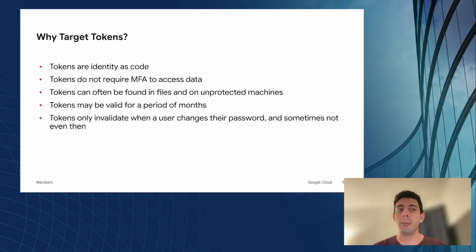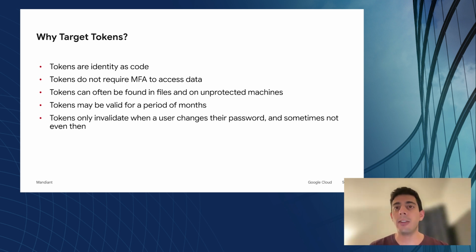And oftentimes tokens are going to be found on disk on these machines, right? These applications, whether it's a web browser or a thick client application, need to store those tokens somewhere, because every time a user tries to access a cloud resource, they don't need to present their username and password every time. That's because these tokens are stored on disk and they have some amount of validity, right? They can be valid for hours or sometimes even months at a time. And often these tokens only become invalid when a user changes their password, or sometimes not even in those cases.